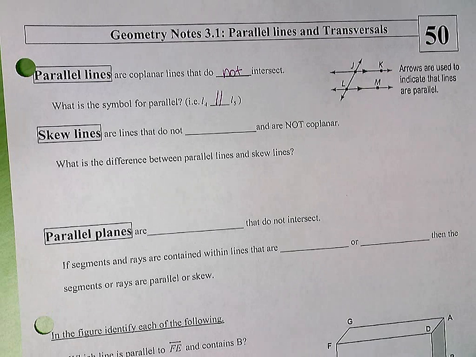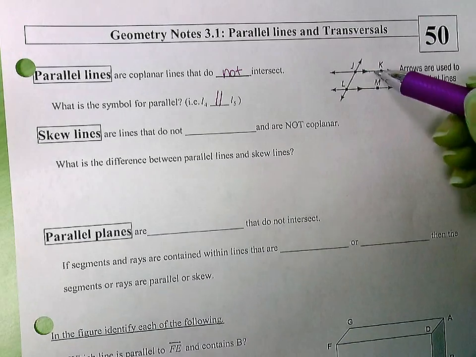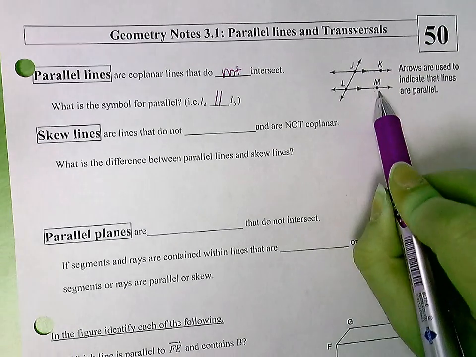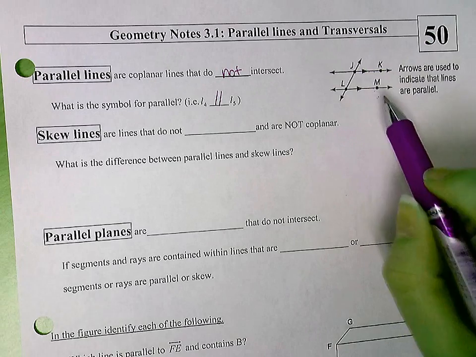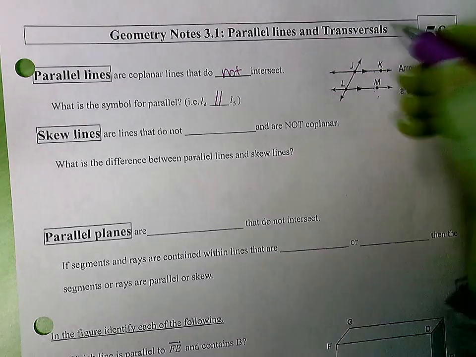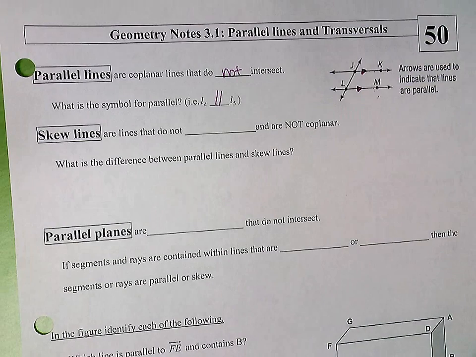Sometimes you'll see them vertical, sometimes they'll be slanted. Off to the right here, I have two parallel lines. So I have line JK and line LM. Those are parallel. The way to symbolize parallel in a picture are these two arrows here. If you have the same number of arrows on your lines, that means those lines are parallel.